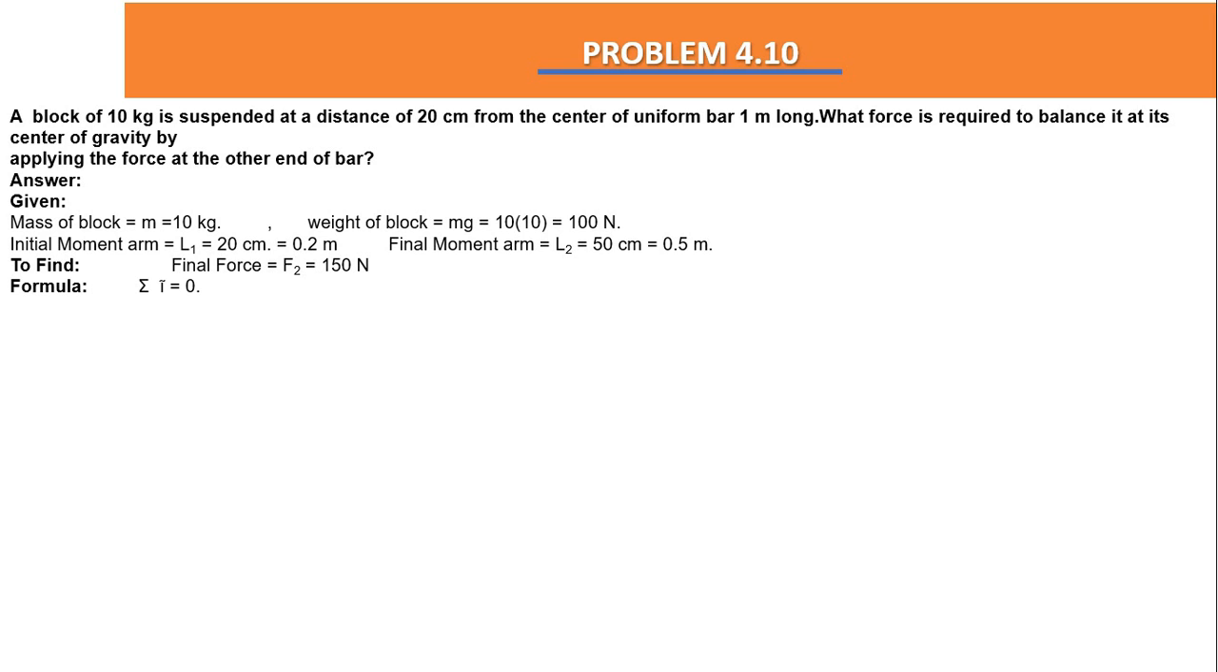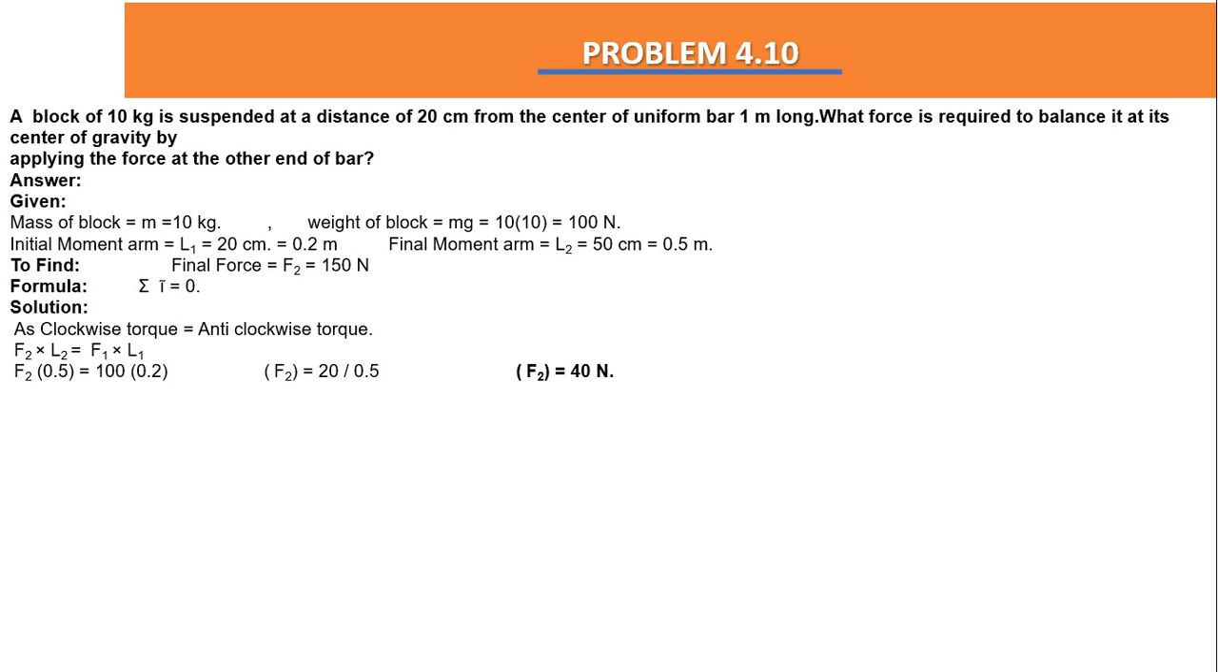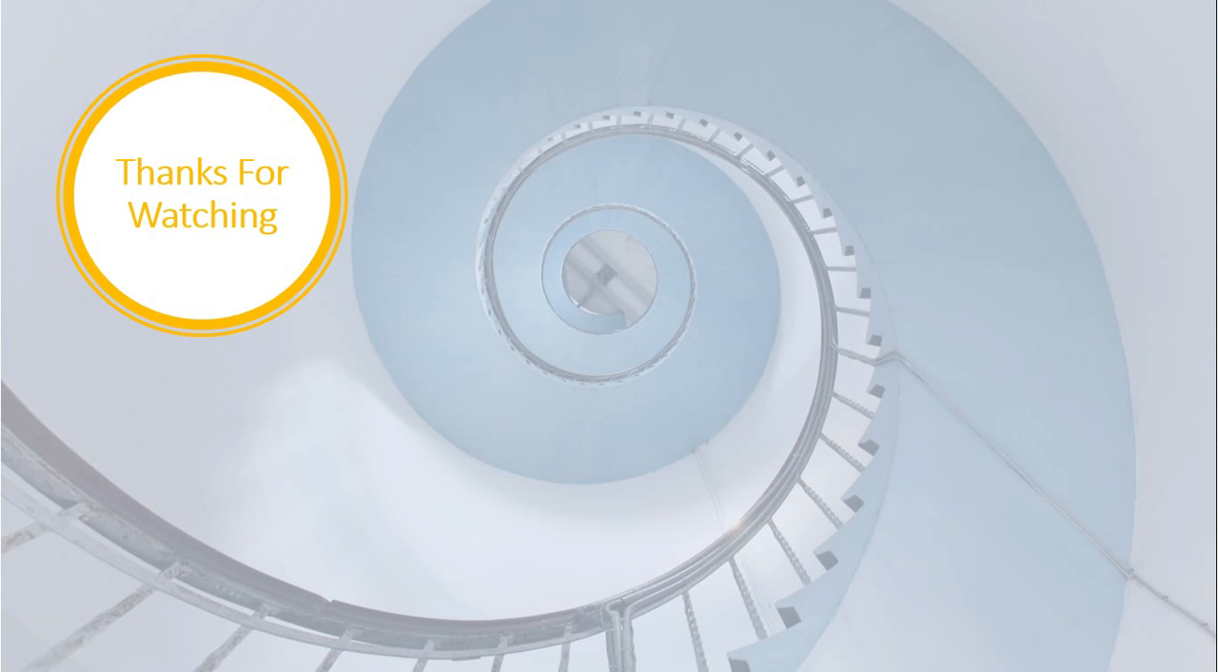For this, summation of tau is equal to 0, as clockwise torque is equal to anti-clockwise torque. F2 cross L2 is equal to F1 cross L1. So F2 into 0.5 equal to 100 into 0.2. We will get F2 is equal to 40 Newton. Now that's all about chapter 4 numerical.